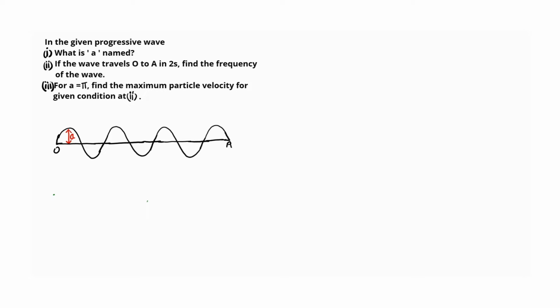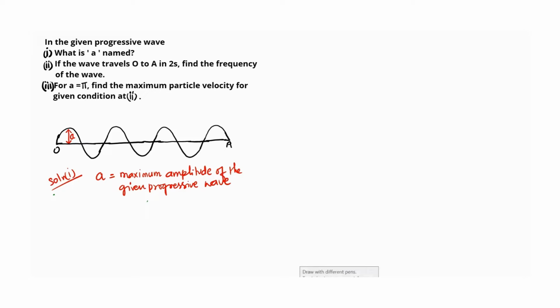In the given progressive wave, one, what is A named? So we have this progressive wave and we are asked to name A. A is called the maximum amplitude of the given progressive wave. So we have this.